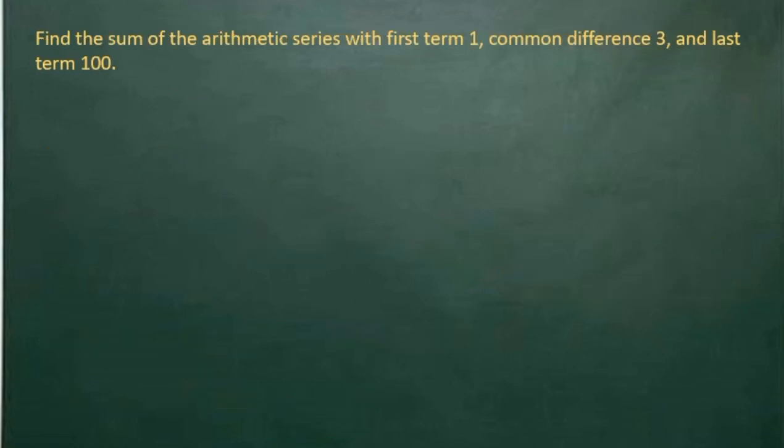Okay, so let's also take a look at another question here. The next question we have here is, find the sum of the arithmetic series with first term 1, common difference 3, and the last term is 100. So the first term is given to be 1, the common difference d is given to be 3, the last term l is going to be 100.